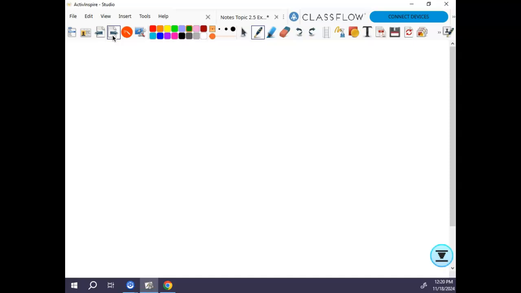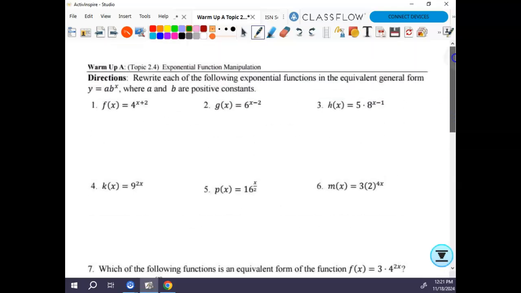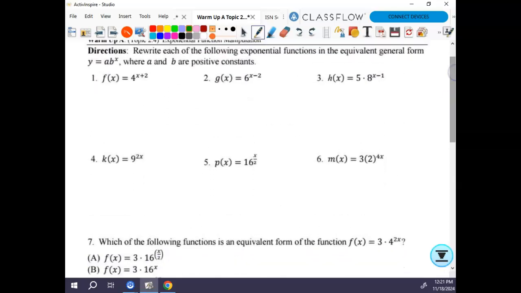Oh, that's not flipped. There we go. All right. So this says to rewrite each of the following exponential functions in the equivalent general form. So it's giving us a specific form that we want. There's lots of different ways we could write them, but I'm trying to get it into general form, which means my exponent cannot have addition and subtraction in it. So we're going to rewrite it.